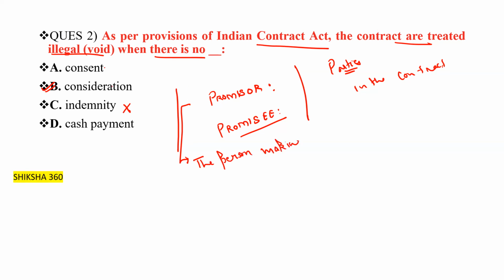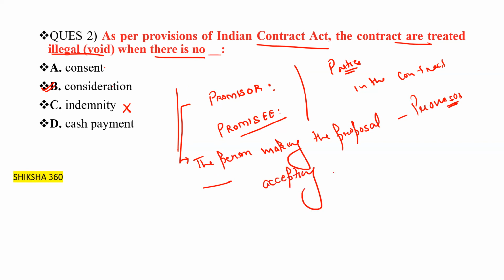The person basically making the proposal is called the promisor. Second, the person accepting the proposal is called the promisee. Clear? The person making the proposal is called the promisor. The person accepting the proposal is called the promisee. Clear?